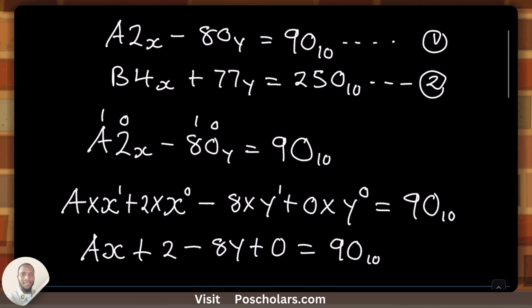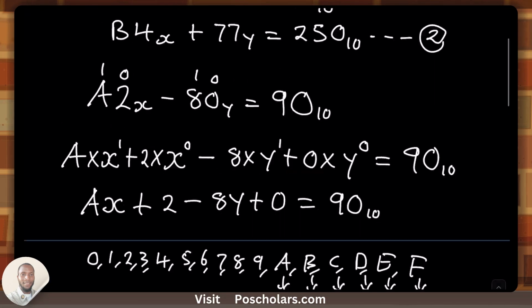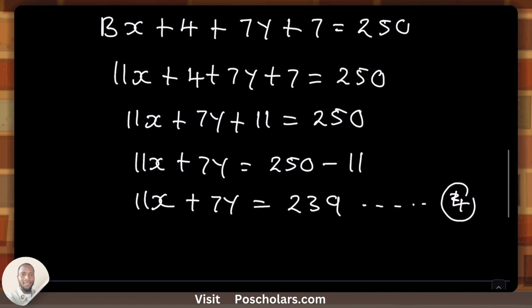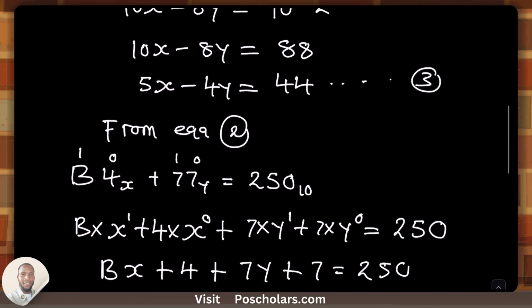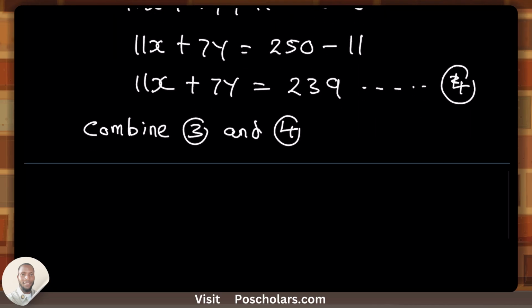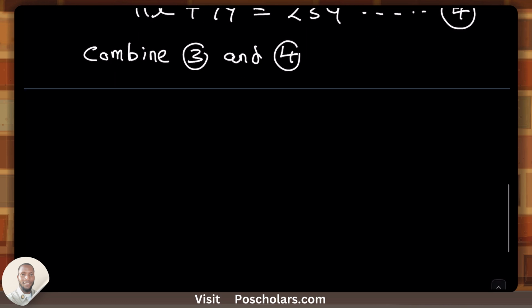Now let's check what we have done. Equation 1, we simplified it, and it became equation 3. Then equation 2, when we simplified it, was transformed to equation 4. So next we'll combine the latest equations, which are equation 3 and equation 4. To do that, we'll write them down. What's equation 3? Equation 3 is 5x minus 4y equals 44. So let's write that down.